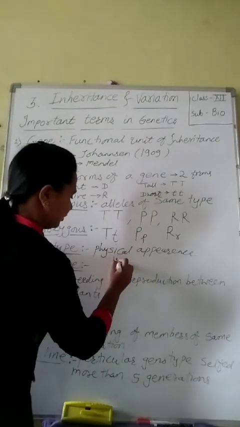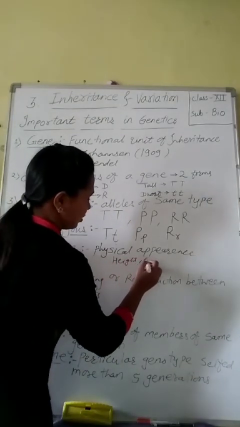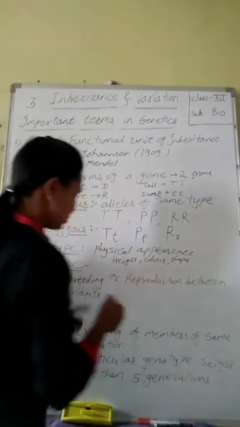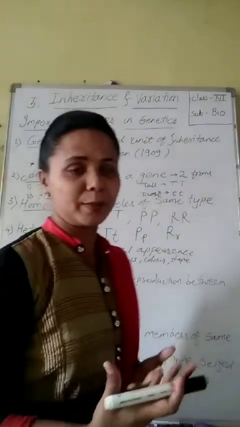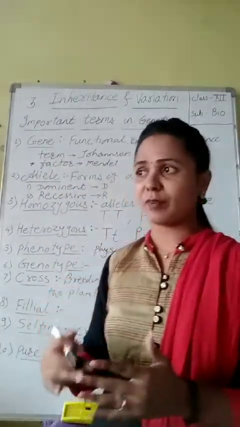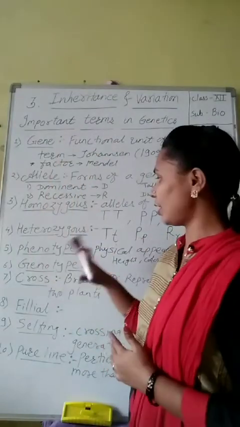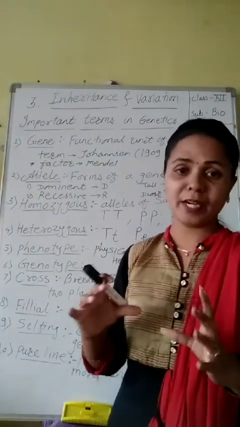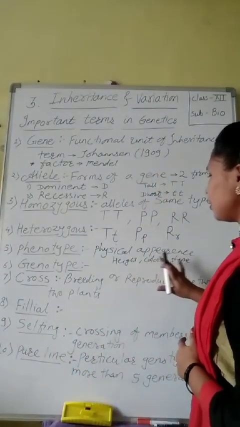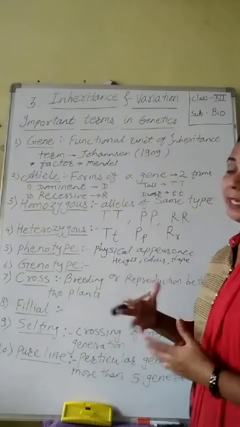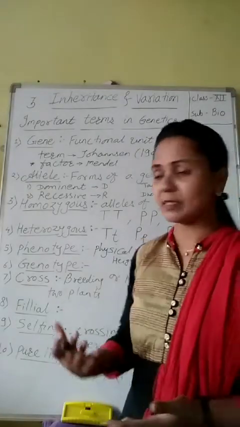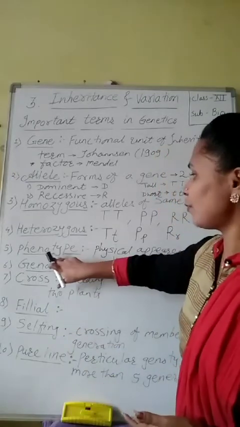So height, color, shape, these all are included in the phenotypes. Means externally how that individual is looking, whether it is dwarf or tall, or having round shape, or pod shape inflated or constricted. All these are physical appearance by which we can determine which type of individual, which type of plant or which type of animal it is. Okay. So these are phenotypes.